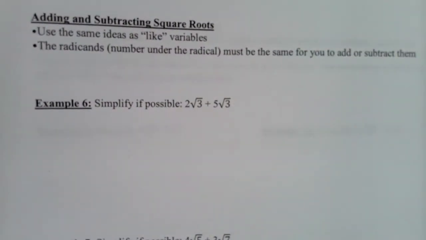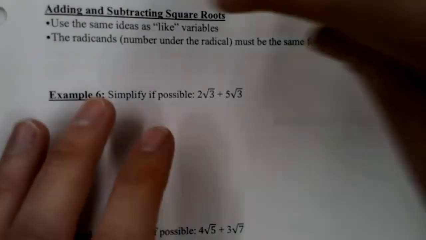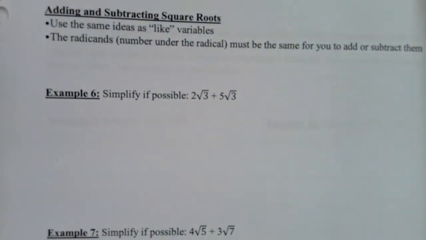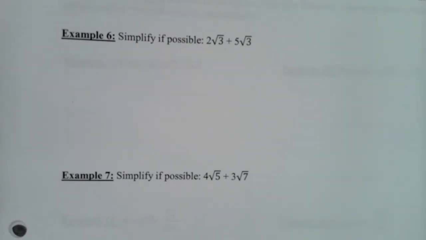Adding and subtracting square roots. You're going to use the same ideas as with variables. The radicands, in other words, the number under the radical, must be the same for you to add and subtract them. Okay? So this one says simplify if possible.